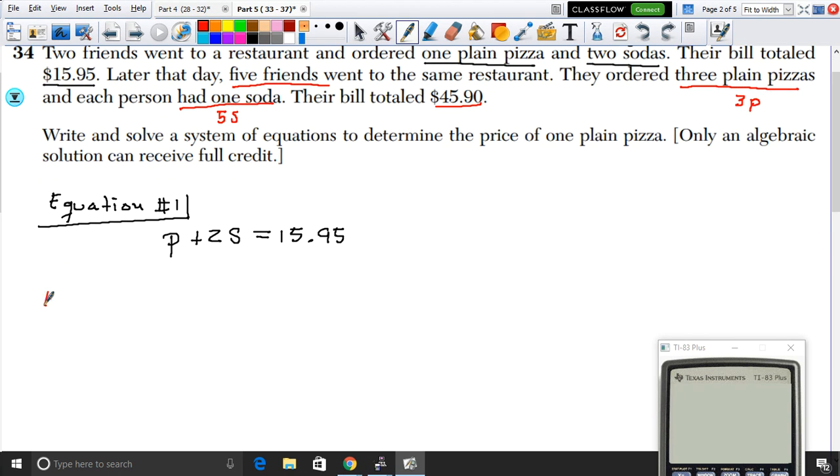So equation 2 is saying, if you buy 3 pizzas and you add 5 sodas, that is going to be equal to 45.90.